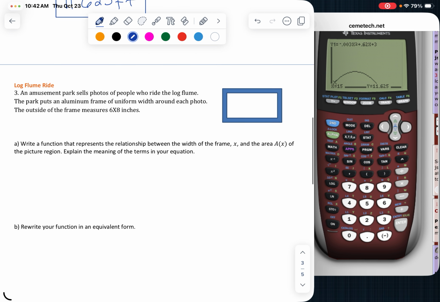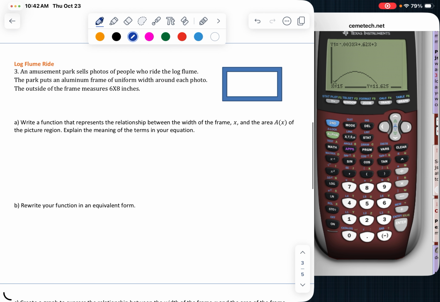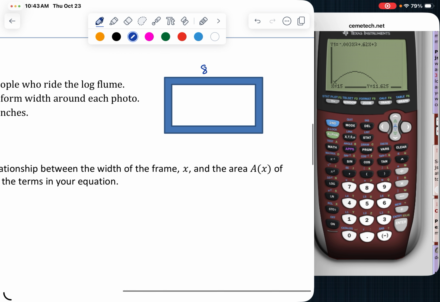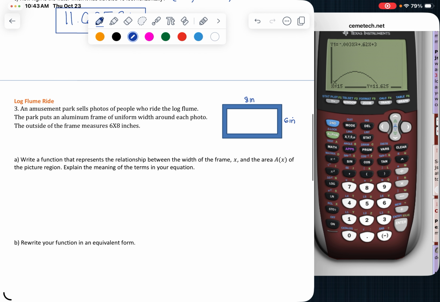Next one here. So we have an amusement park that sells photos of people who ride the log flume. I don't even know what that is. Okay. The park puts an aluminum frame, there we go, of uniform width around each photo. So all that we're talking about is a photograph, right? The outside of the frame measures 6 by 8 inches. So I'm gonna label that here so I don't have to read that again. So I'm gonna put the longer is the 8 inches and then the shorter is the 6 inches, okay?